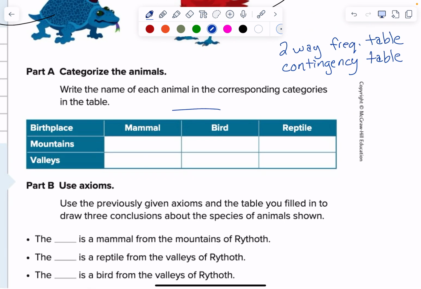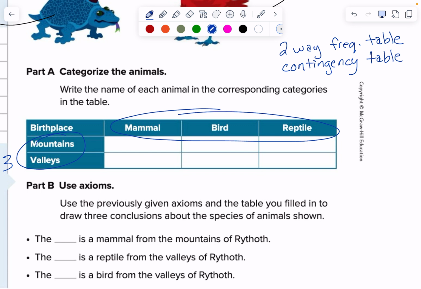They just so happen to do mammal, bird, and reptile on the top and mountains, valleys on the side. You could flip-flop those, but your table would be 3 rows and 2 columns. Does that make sense? You see that in your brain? It would be a taller, skinnier table versus a long, short table. Short and fat instead of tall and skinny, like a soda can versus a hot dog or hamburger. They just so happen to build it this way.